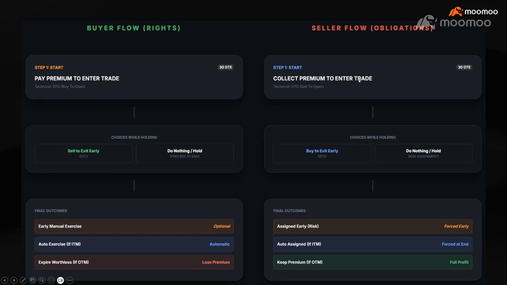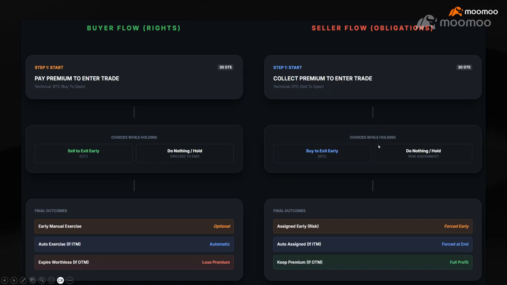Whereas the buyer is actually paying the premium. So this premium is paid to the seller. And when their order gets filled, they collect the premium from the buyer immediately. Okay, it's just like shorting. In this step, we call it sell to open.